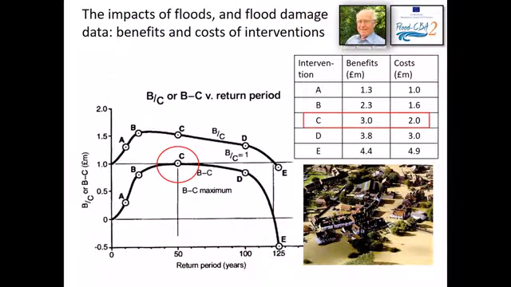So another way of expressing the same thing is the graph we've got here, which again shows Scheme C at a maximum, this time benefit minus cost. That's a good scheme. That's the one we should implement, other things being equal, and we certainly shouldn't implement Scheme E, because that gives us a benefit-cost ratio below 1.0 and a negative result.